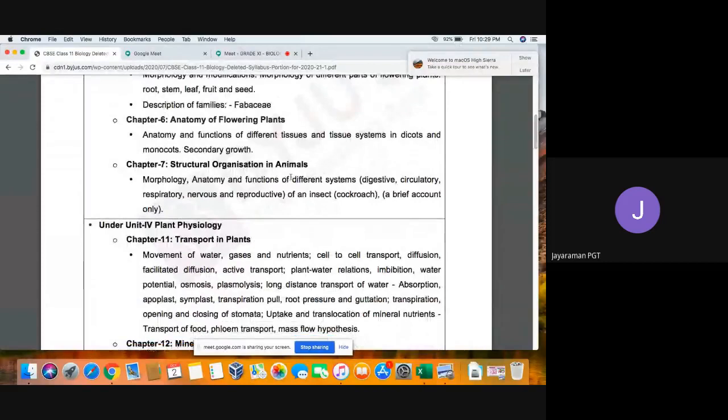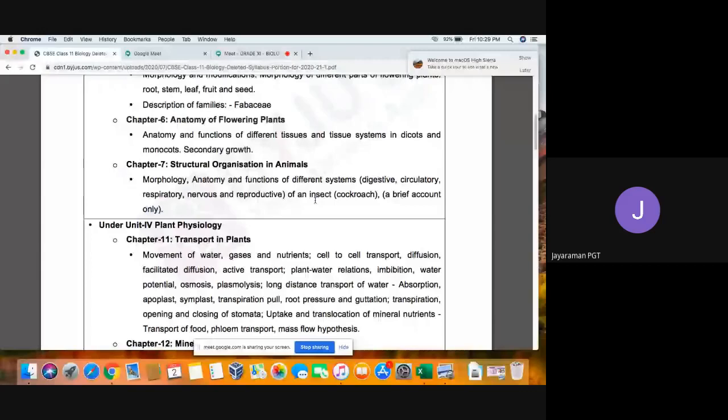Now we move on to chapter 7. In animals, under unit 2, one chapter we take for animal studies: structural organization in animals, morphology, anatomy and functions of different organs. Anatomy means the functions of different organs. The digestive system and the nervous system of the insect are removed. These are the cockroach topics removed from the chapter.